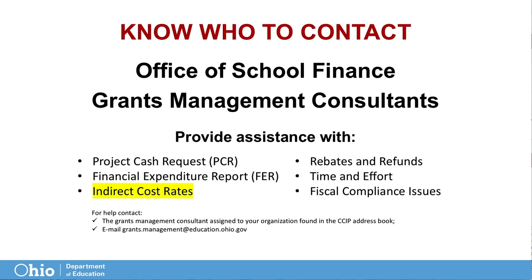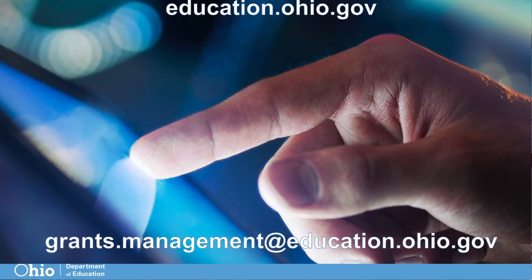Please remember, the Indirect Cost Rate Proposal Instructions provide step-by-step guidance on how to complete each worksheet. Additionally, should you have any questions or feel you just need a little more information, please do not hesitate to contact your grants management consultant listed in the CCIP address book, or email your questions to grants.management@education.ohio.gov.